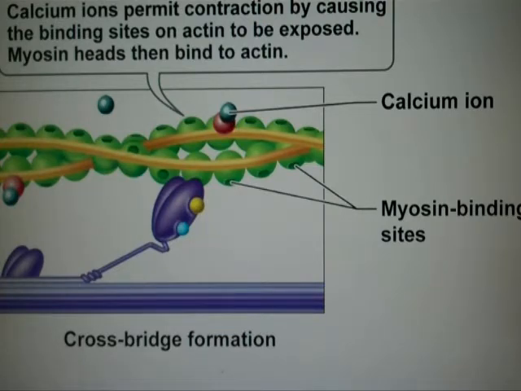exposes those binding sites. So you might remember a long time ago we talked about the role of calcium, as well as some other atoms. And calcium is important for bone strength, blood clotting, and muscle contraction. So here you can see now why it's so important for muscle contraction, because those calcium ions are going to expose the binding sites. That's going to allow the cross bridge formation.